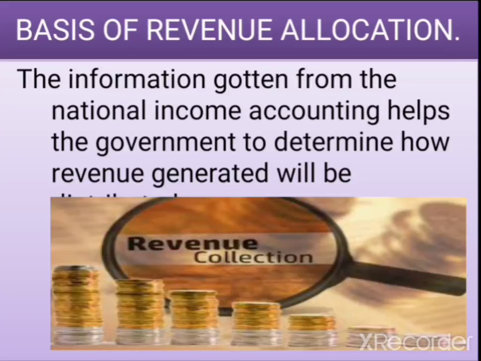Revenue allocation. They said the information gotten from the national income accounting helps the government to determine how revenue generated will be allocated. That is the income that the government gets. The knowledge from the national income accounting will determine how the government chooses to spend its money. The money that the government receives, how is government going to spend it? We have different sectors of the economy, and each sector has its own return it gives to the society, directly or indirectly. So with the information from the national income accounting, government can determine which sector of the economy it should spend money on, and how to allocate the money it has gotten from the economy. So that's one. It's a basis for revenue allocation.